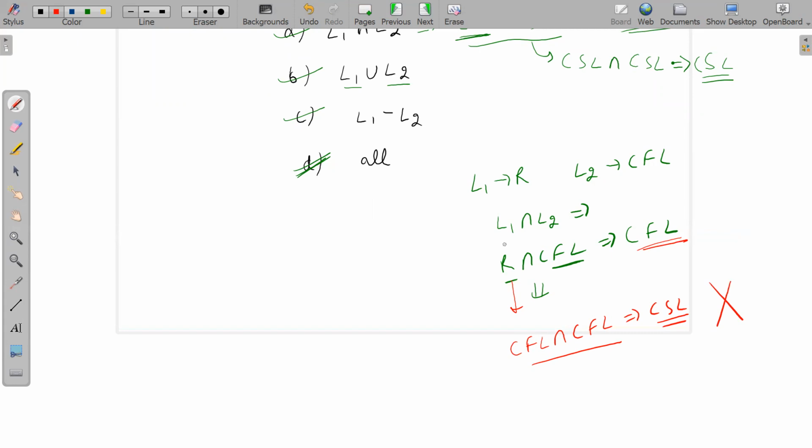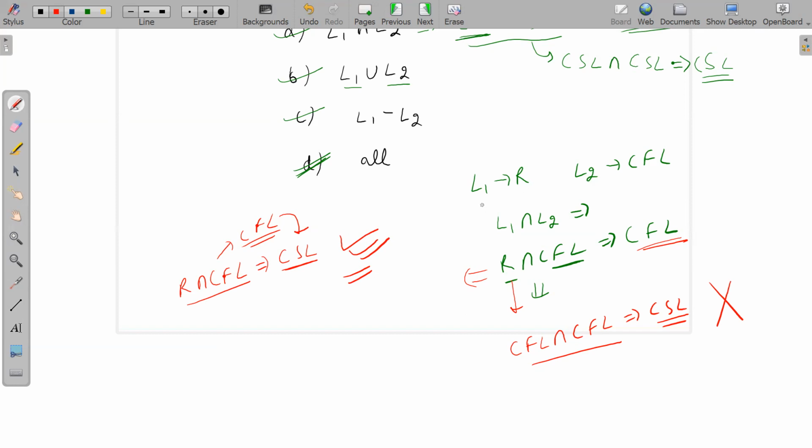And one more question is coming into my mind. If I say regular intersection CFL is CSL, is this correct or not? This is also correct, 100% correct. Why? Because the answer will be CFL, you know. And every CFL is CSL also. So this is also correct. Please try to remember all these things. You will get confused in the exam.